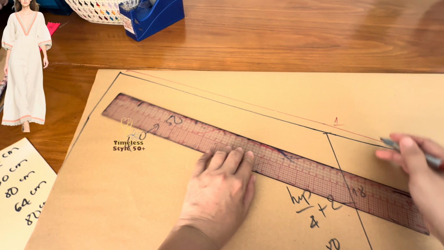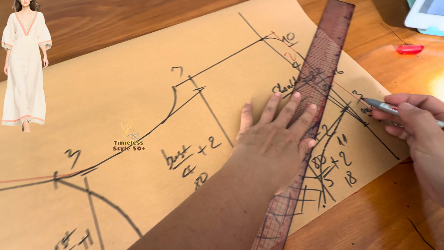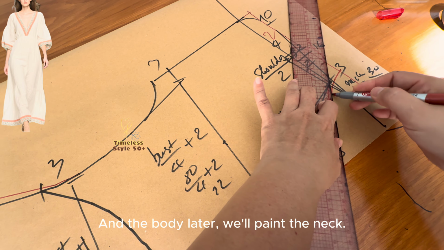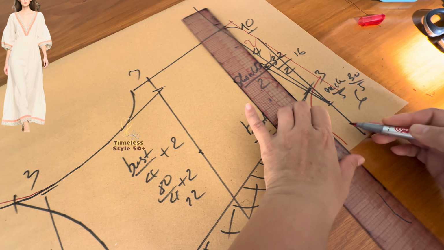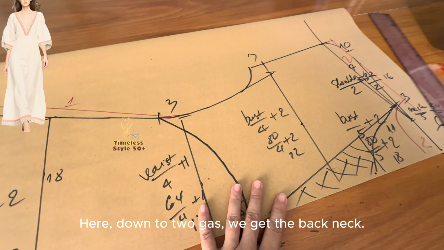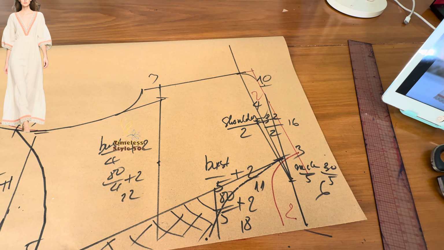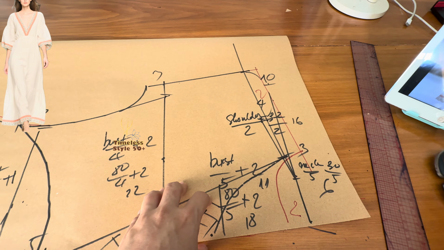One more gasoline. Then we'll get the back here. And the body later, we'll paint the neck. Here, down to the gas, we get the back neck. And then after that, we've drawn the body first. And then I'll cut it.